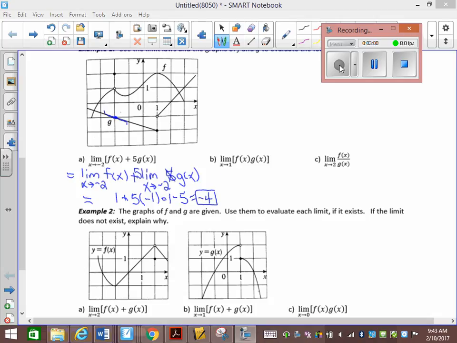So this one is the limit as x approaches 1 of f of x times the limit as x approaches 1 of g of x. The limit as x approaches 1 of f of x. I go to 1. From the left, it's approaching 1, or 2, sorry. From the right, it's approaching 2. So it's going to be 2 times g at 1. So g at 1 from the left, it's approaching -2. From the right, it's approaching -1. So the limit at 1 does not exist. So the answer does not exist.